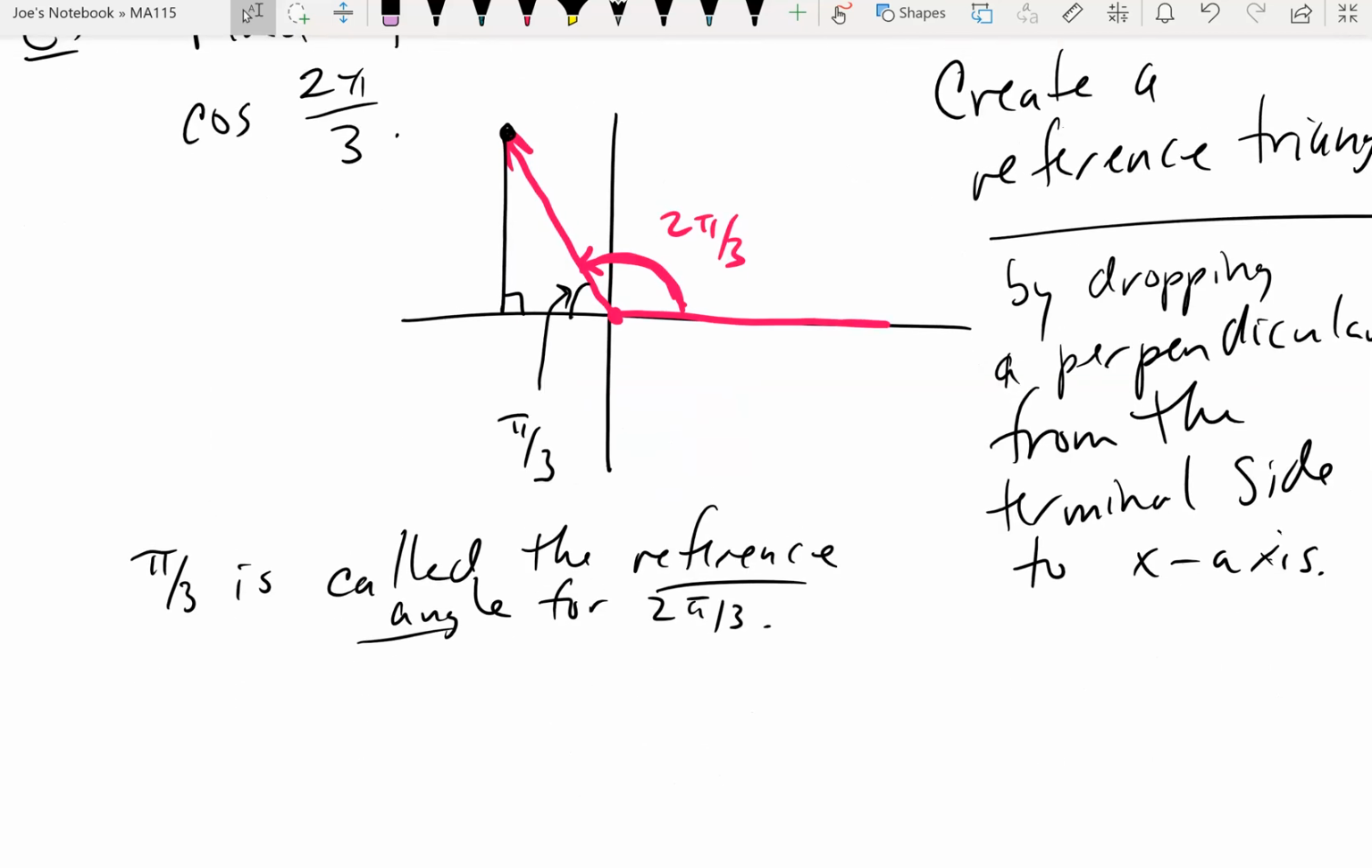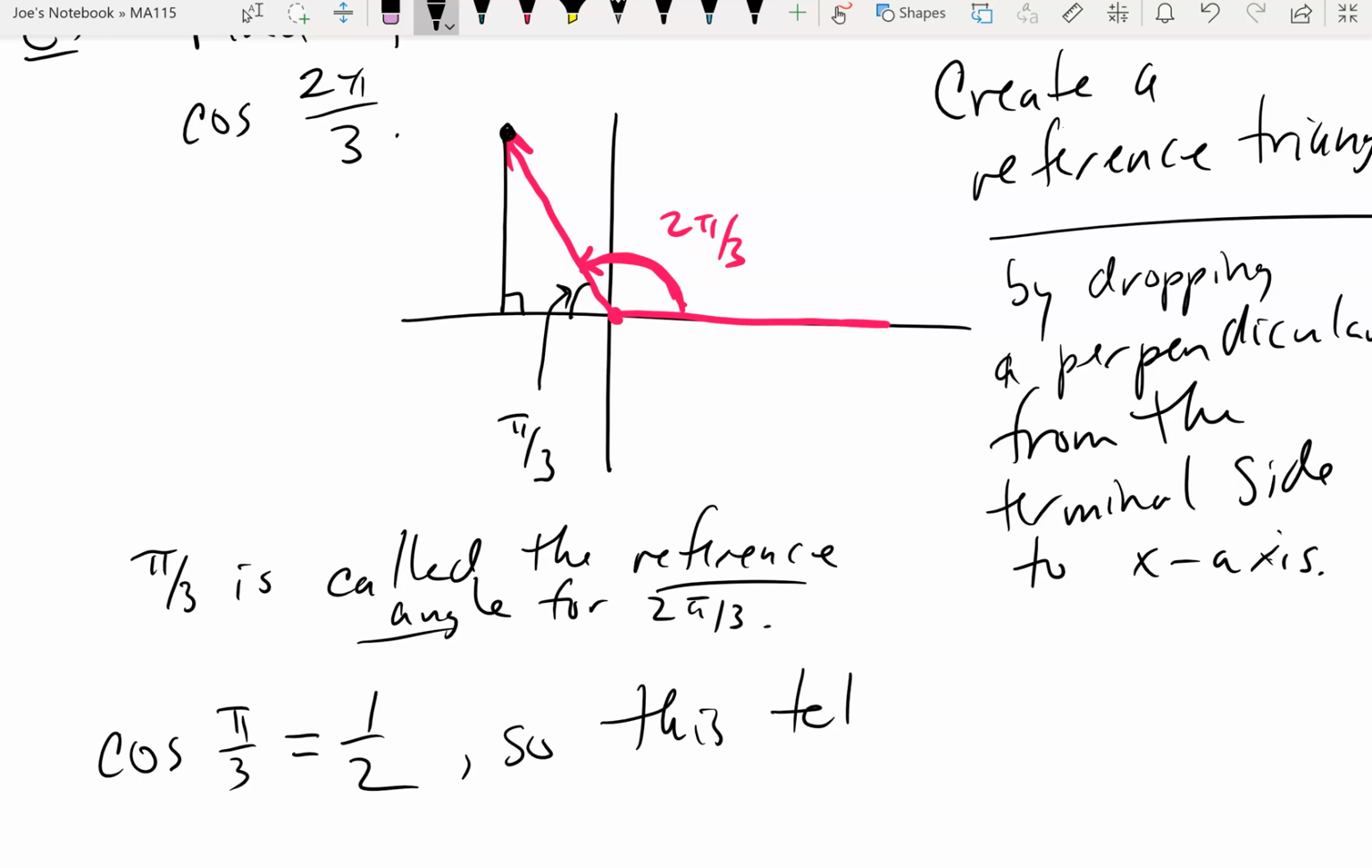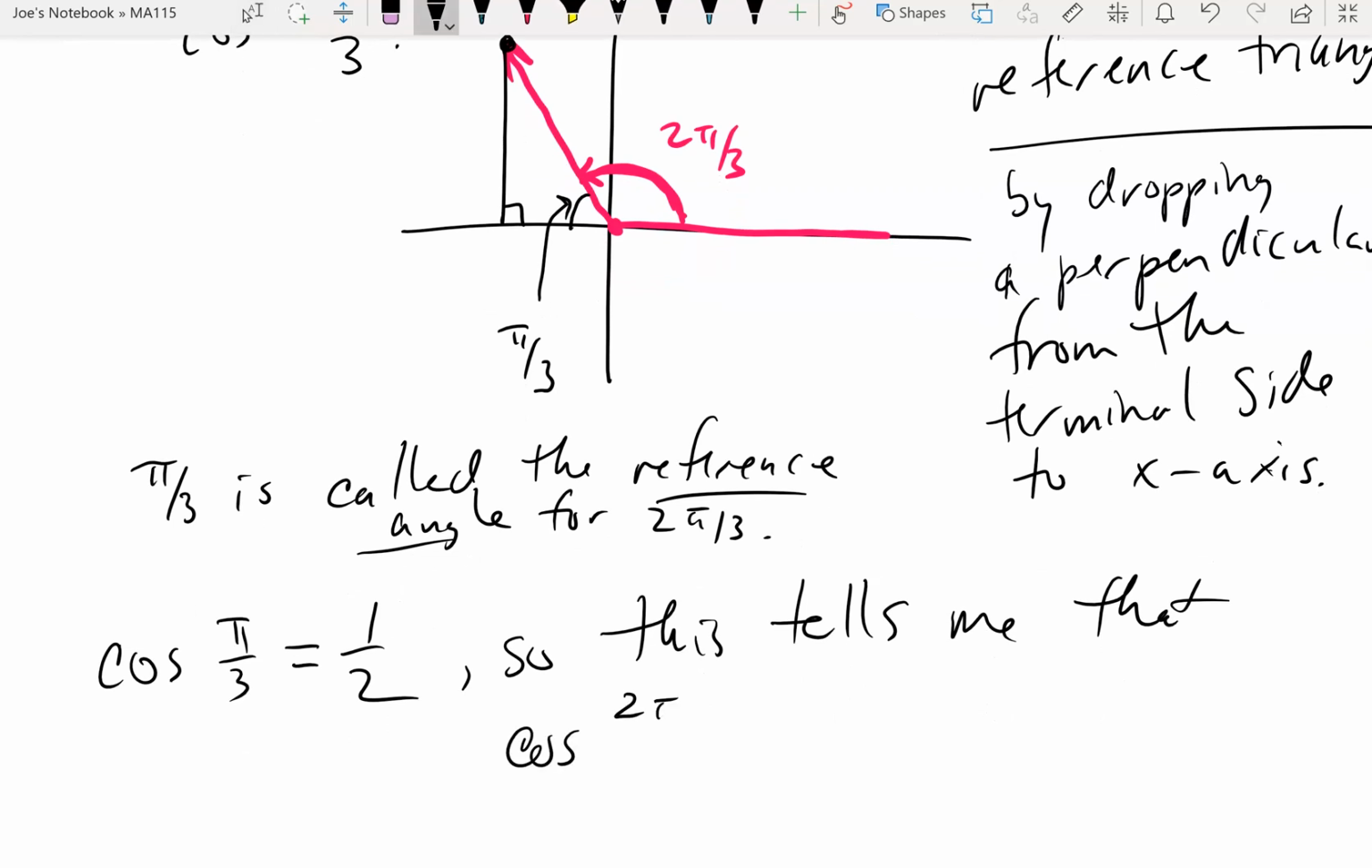Okay. All right. So why do we like reference angles? Well, we already know what the cosine of pi over 3 is, right? Would you tell me the cosine of pi over 3? Yeah, 60 degrees, so that will be 1/2, right? We already know that, correct? So what this tells me is that the cosine of 2 pi over 3 is either 1/2 or negative 1/2. It has the same absolute value. Now, we have to pick which one's the correct one. I'm going to talk about this in a second, but this is why reference angles are important.